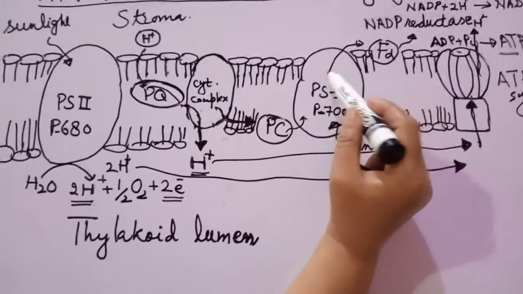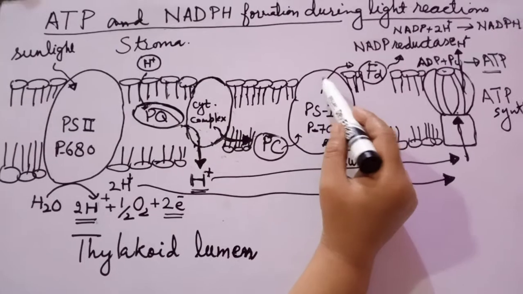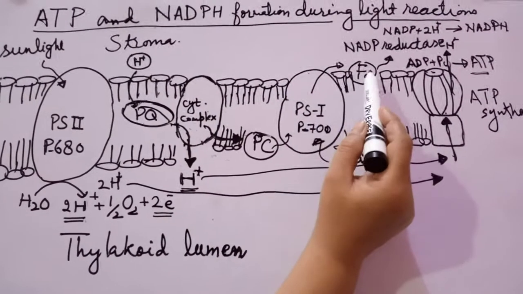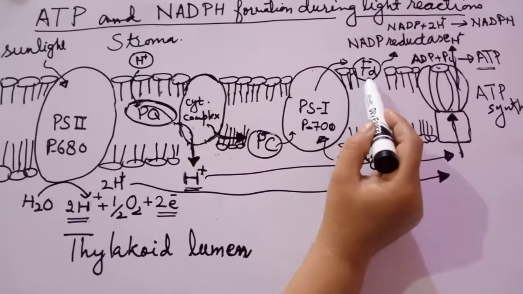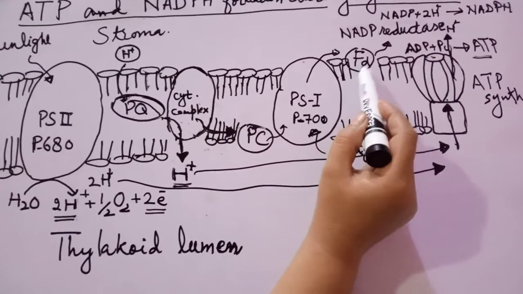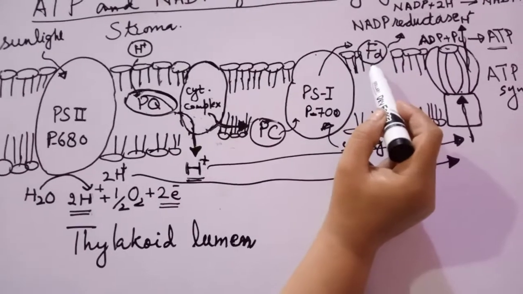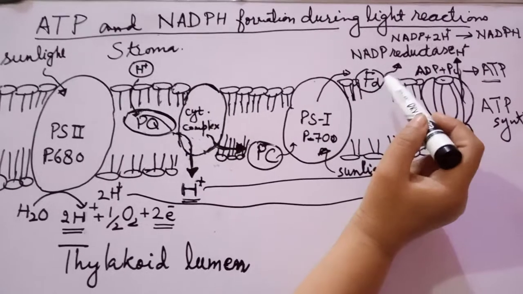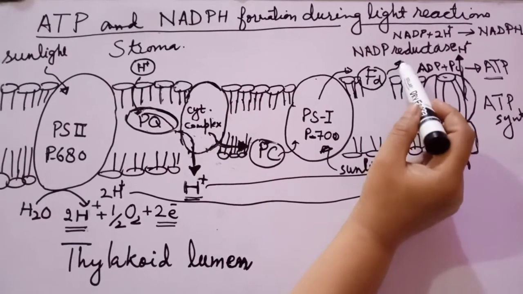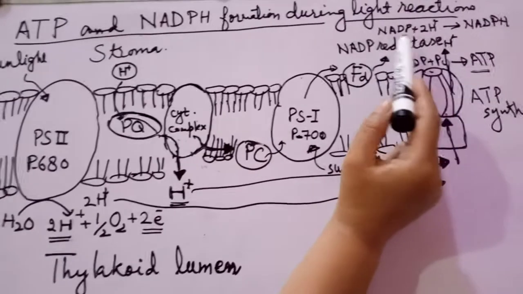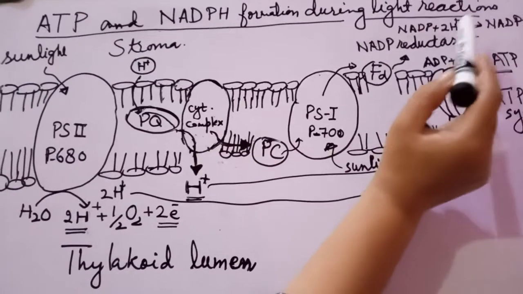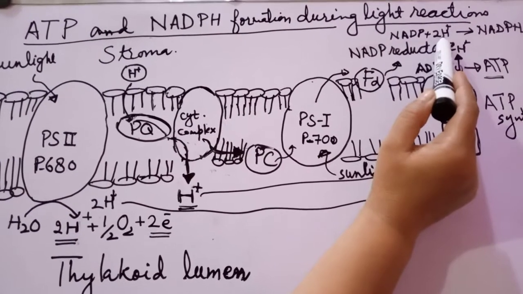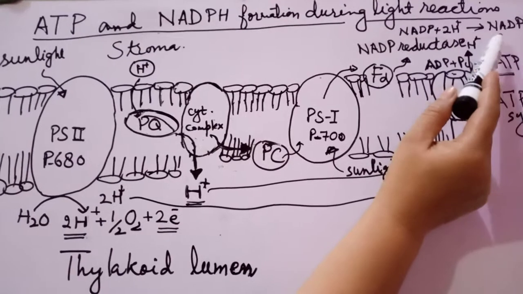Photosystem 1 excites its two electrons, and the excited electrons are accepted by the primary electron acceptor. From there they reach ferredoxin, which is another iron containing protein, and this is a small electron transport chain which follows photosystem 1. From ferredoxin the electrons move to NADP, and NADP accepts these two electrons to reduce itself to NADPH.